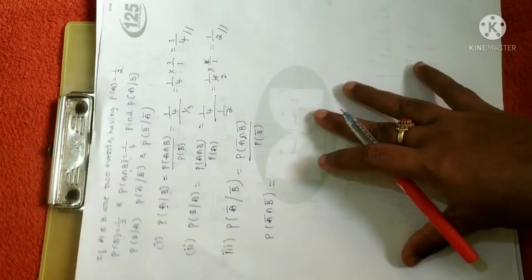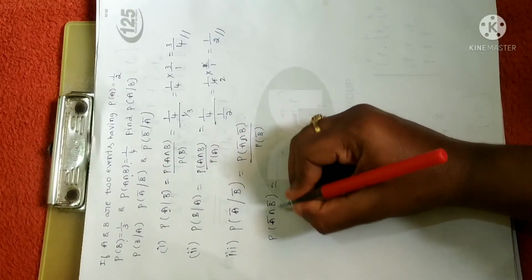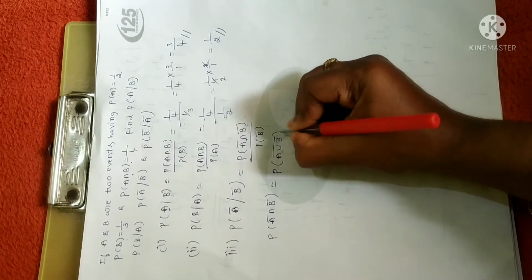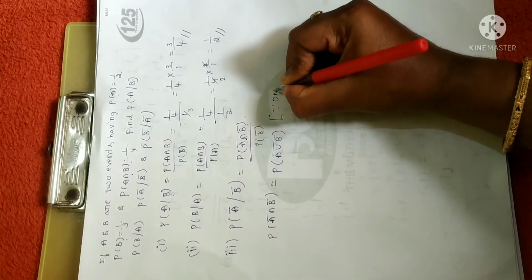Now I can write this, as I have already used this n number of times, by De Morgan's law, as A union B whole bar. I'll just mention here De Morgan's law.